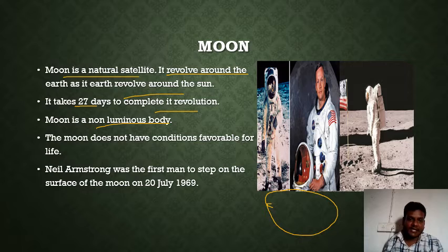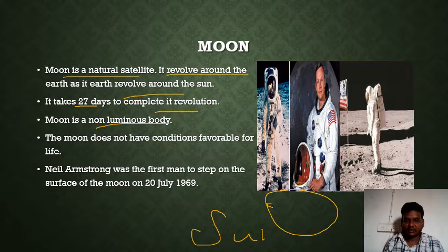What do you mean by non-luminous body? Yes, student, anyone know? You can write your answer in the chat box. Non-luminous means that it has no light and heat of its own. The sun is a luminous body because it has its own heat and light. But the moon is a non-luminous body. It takes heat and light from where, student? The sun.